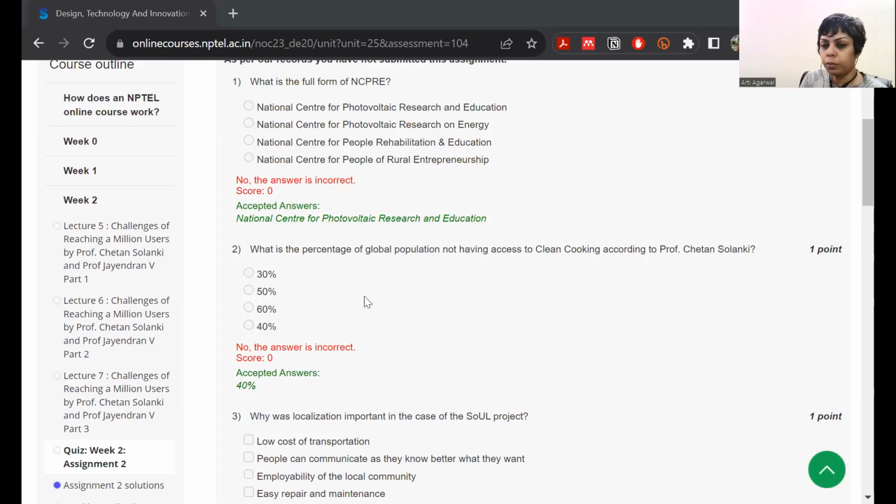What is the percentage of global population not having access to clean cooking, according to Professor Chetan Solanki? Professor Solanki has given a whole lot of very interesting statistics in the beginning of the course, and this is one of them, that clean cooking is one of the big challenges of people in the rural areas. You have to keep in mind that this figure, this percentage, is not the current figure. That is the main thing I wanted to point out in this question. Let me just give you the current figure.